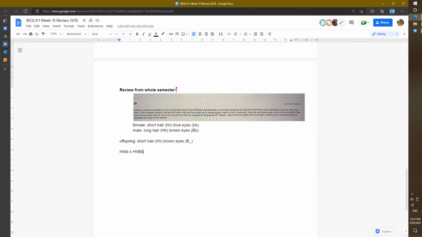Yes, Carla, exactly. So we want an offspring that has short hair and brown eyes. But the question is asking for the probability that one of the puppies will turn out to be purebred while having short hair and brown eyes. And pure breeding refers to a genotype that is homozygous, whether homozygous recessive or homozygous dominant. Either of these two are technically pure breeding.